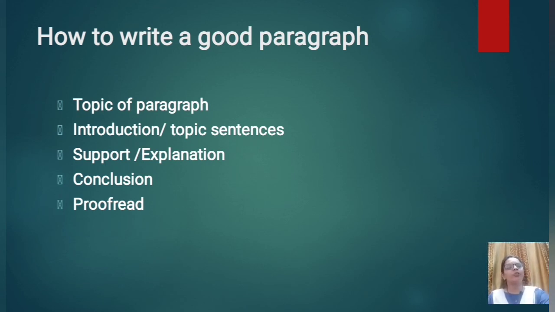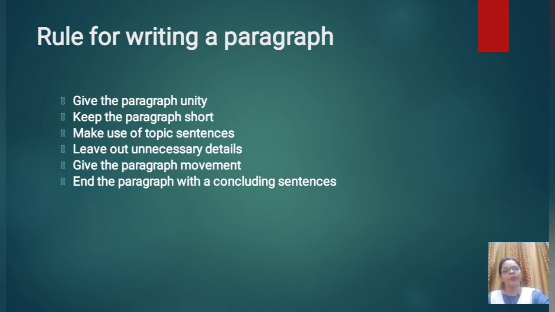First is topic of the paragraph, second is introduction, topic sentences, then supporting explanations, next is conclusion, next is preface. Keeping these points in mind, we write a good paragraph. Okay, now next are the rules for writing a paragraph. There are some rules also when we write a paragraph. First is give the paragraph unity. It means when you make a paragraph, you give it unity, one type of format.